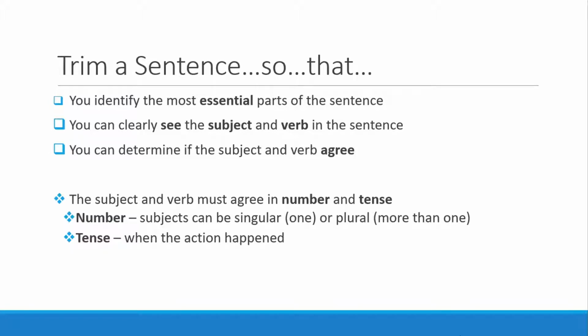Number means if the subject is singular, then the verb should be in the singular form. Similarly, if the subject is plural, then the verb should be in the plural form. Also, tense is when the action happened: past tense, present tense, future tense. Those also need to agree for both the subject and the verb.